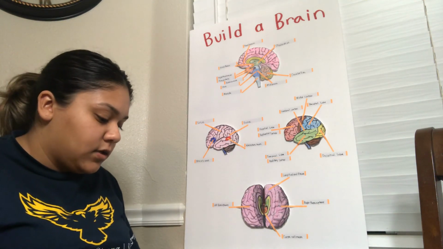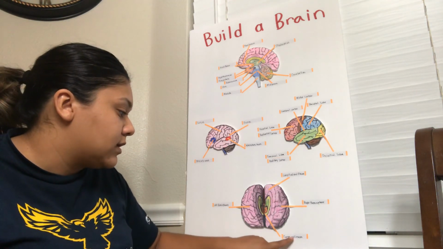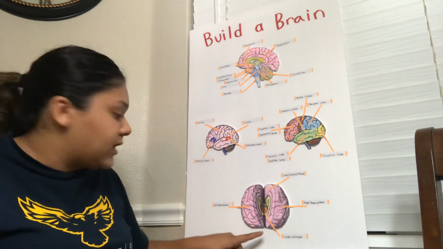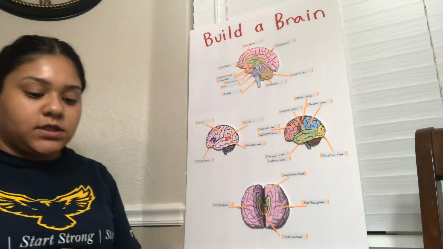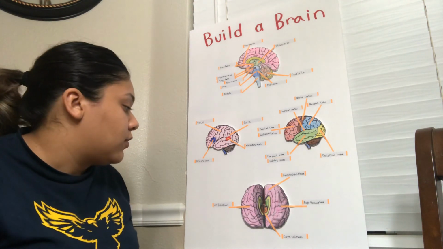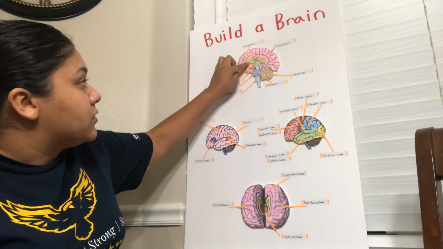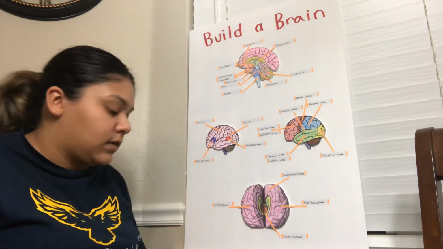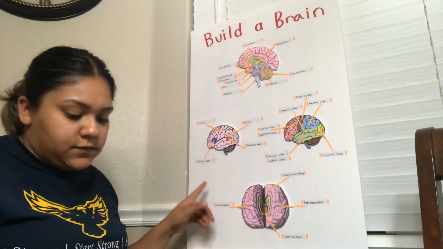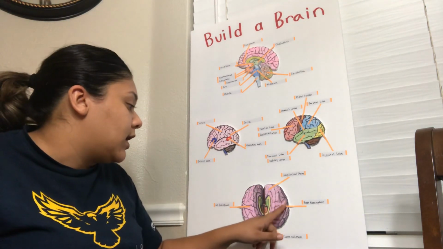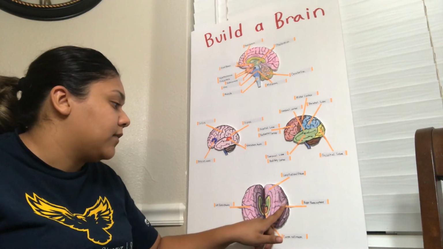The next one is the corpus callosum, and that is that yellow part right here. Its function is the connection of nerves. So it should be connected together, and that yellow part is also the same one. The next one is the left hemisphere, and its function is language production. And the last one right here is the right hemisphere. So this is the left hemisphere, this is the right hemisphere.